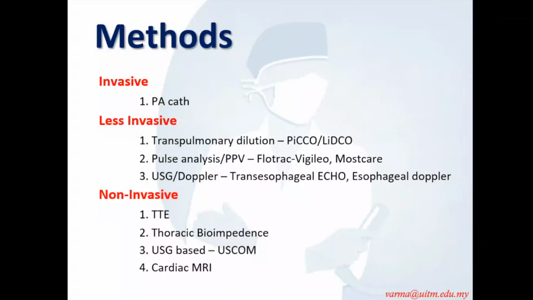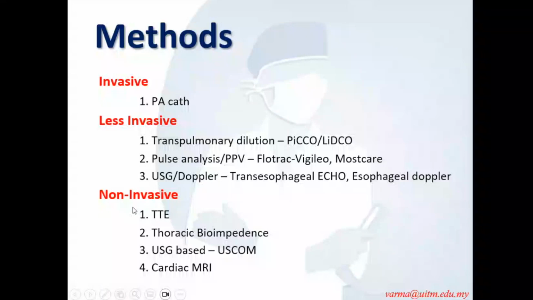Can you tell me a few methods of cardiac output monitoring or advanced hemodynamic monitoring? The most invasive one will be your PA catheter, the pulmonary artery catheter or Swan-Ganz catheter. A less invasive method would use transpulmonary dilution, PiCCO or LiDCO, lithium dilution cardiac output, PiCCO, pulse contour cardiac output. And we have pulse analysis or pressure variation, FloTrac. Then we have ultrasound Doppler using transesophageal echo or esophageal Doppler. These are less invasive. They still go inside your body, but less invasive. And thoracic bioimpedance, all these are also advanced hemodynamic monitoring methods as well.